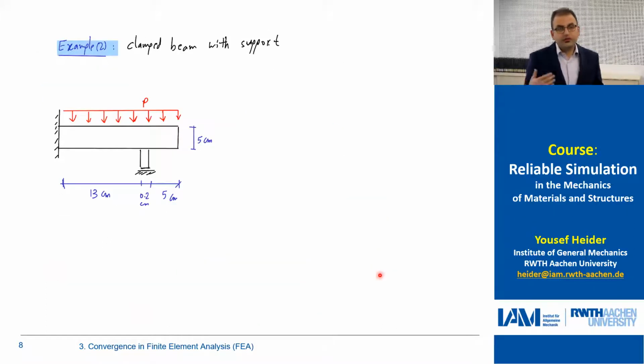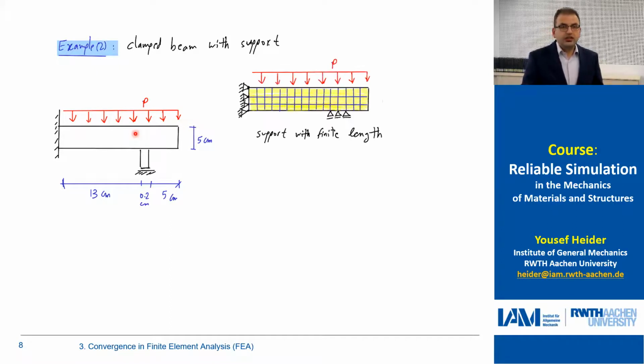And a second example, which is also very famous, is the clamped beam with a support. So we have a beam here, it's clamped here, and we have this support. Maybe in civil engineering, this would be a beam, and this would be a column. And what we are interested in is the mechanical behavior of this beam. Now we go for finite element, and we want to model this beam as a solid material. So we choose a certain mesh.